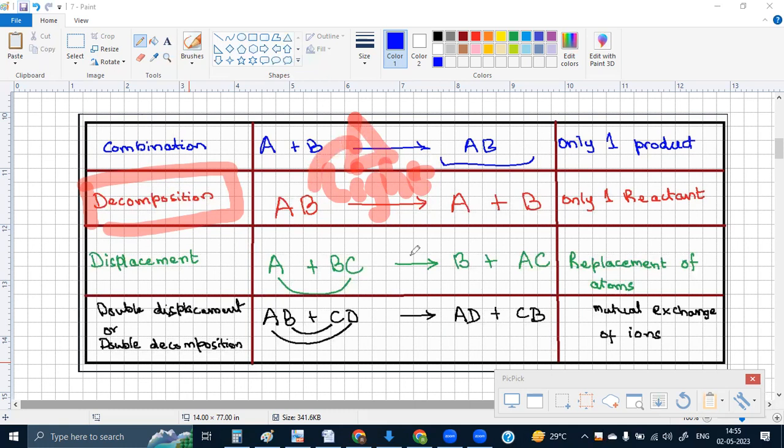You can supply electrical energy also. For example, electrolysis of water. When you pass electric current through water, it will split up into hydrogen and oxygen. We are going to write down this reaction.